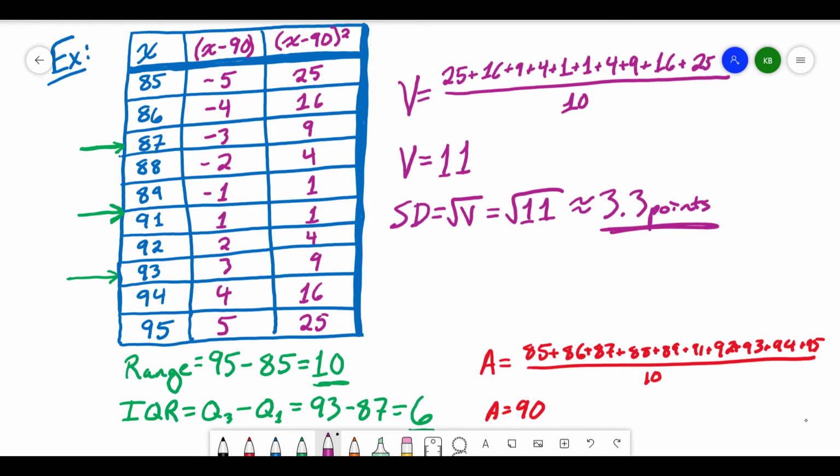So we have our range, our interquartile range, and our standard deviation, all describing to us how spread out this data is.